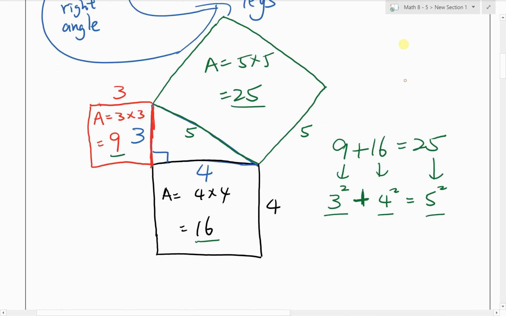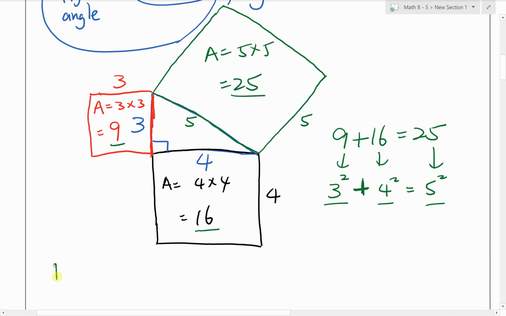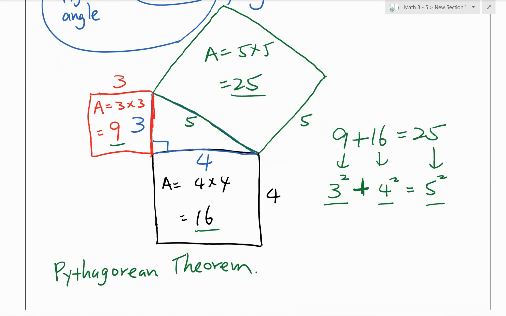And this is the Pythagorean theorem. When we take the square of one leg and add it to the square of the other leg, it actually equals the square of the hypotenuse side. And this, again, is what we call the Pythagorean theorem. And this is actually significant.